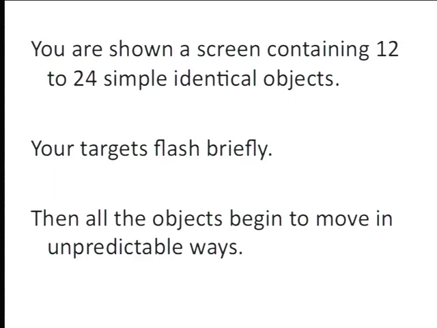So Pylyshyn's an experimental psychologist, and the basic kind of study here is you're shown a screen containing a number of simple, identical objects. You've got four targets. They flash briefly. So four of the things in the screen flash to indicate they are yours. And then all the objects begin to move in unpredictable ways.